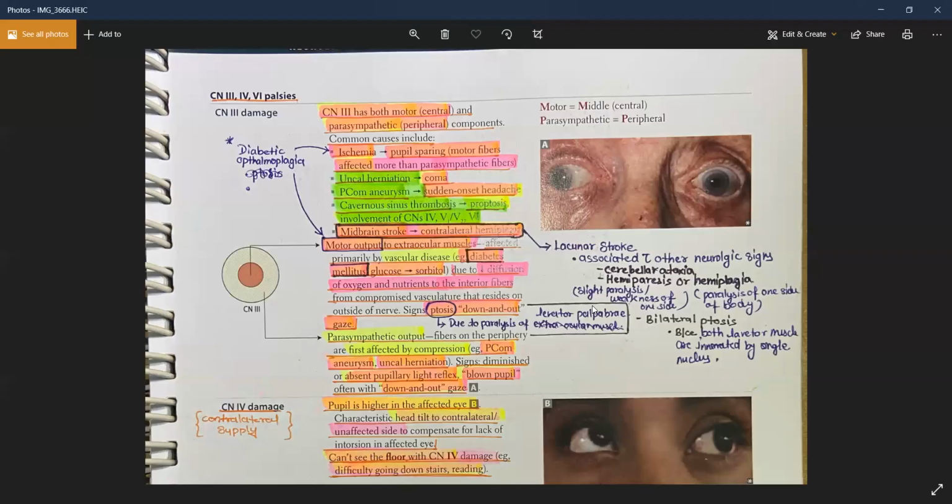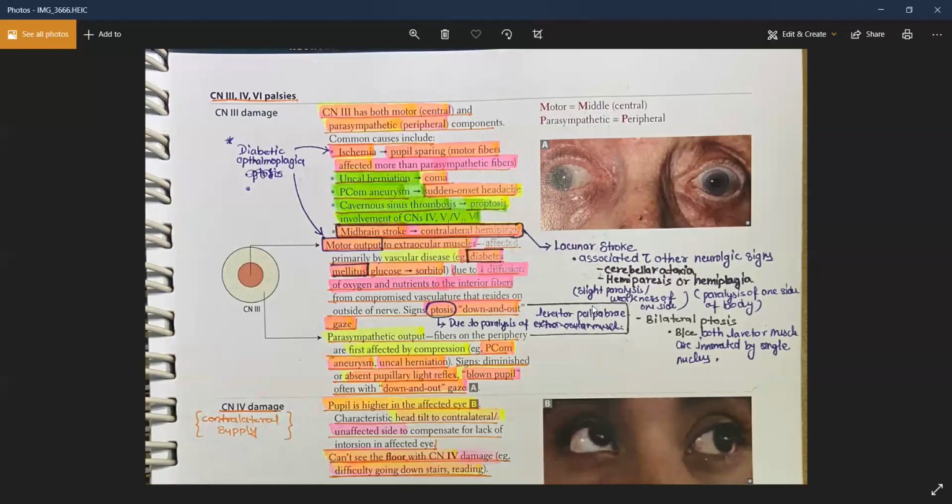In that case, the motor nucleus will die only, the peripheral will survive, and you have a normal pupil, but a down and out movement of this eye will be seen, right? But both of these are being done by CN3. Yes, exactly. Any more doubt?